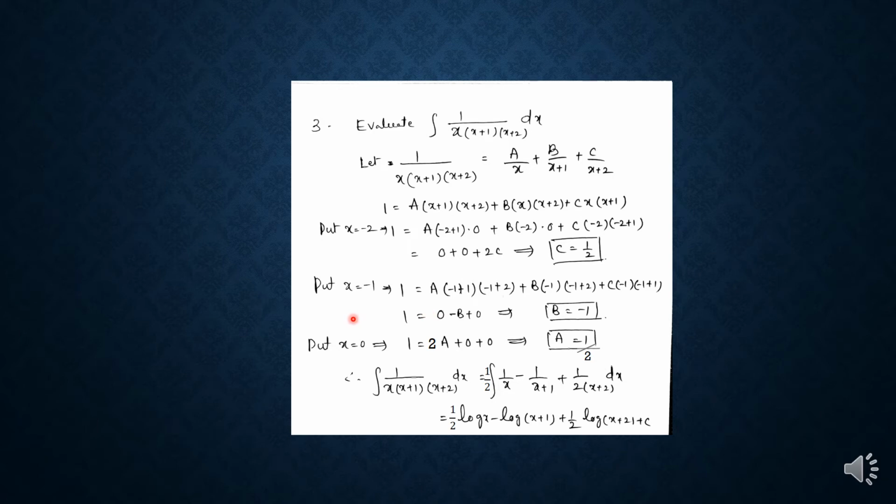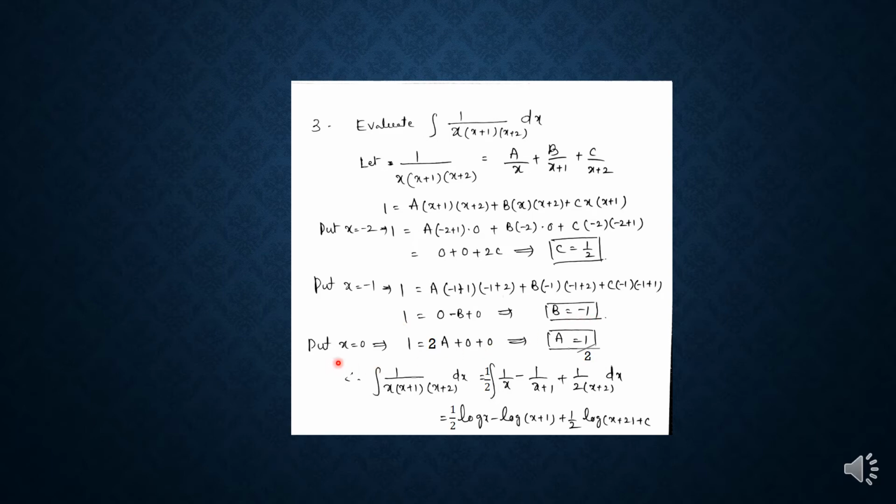Next, put x is equal to minus 1 in the above equation. Then 1 is equal to a into minus 1 plus 1 into minus 1 plus 2, plus b into minus 1 into minus 1 plus 2, plus c into minus 1 into minus 1 plus 1. So the first term becomes 0, and plus b into minus 1 into minus 1 plus 2, that is minus 1 into plus 1, that is minus b plus 0. That is minus b is equal to 1, which means b is equal to minus 1.